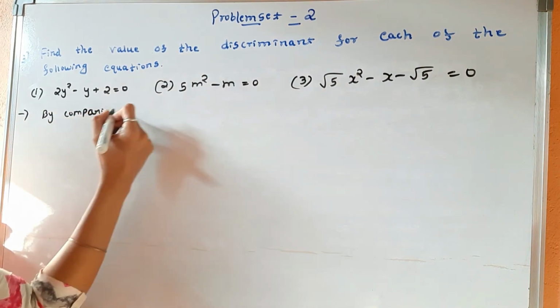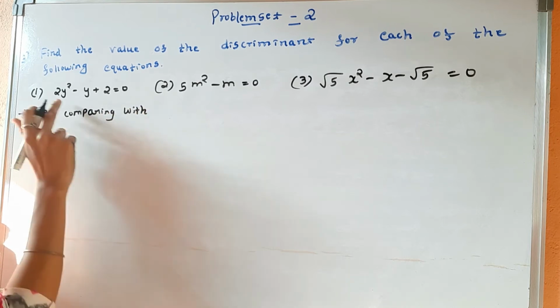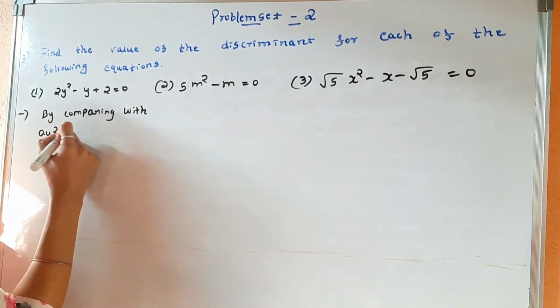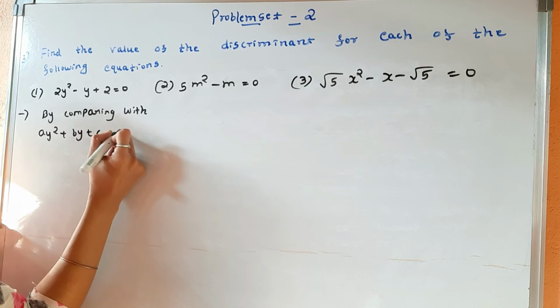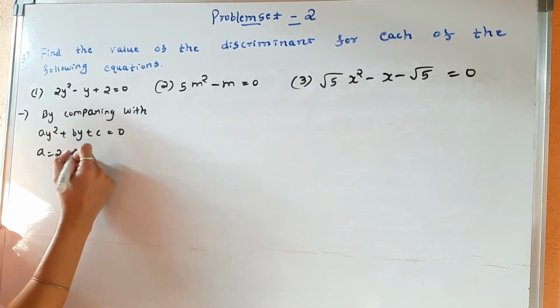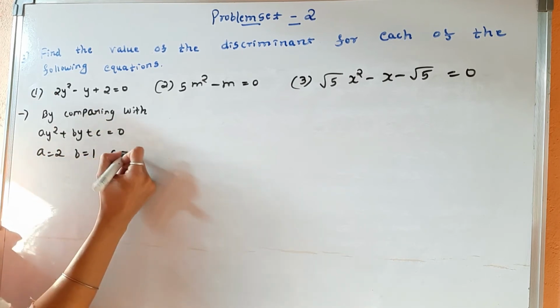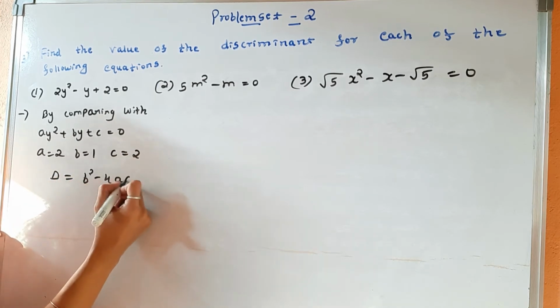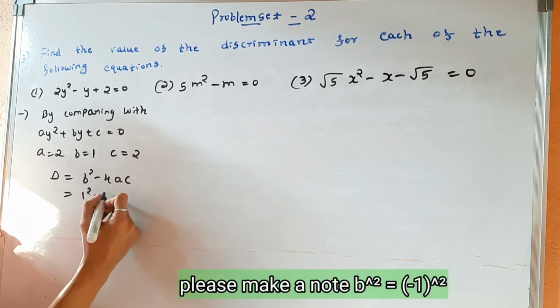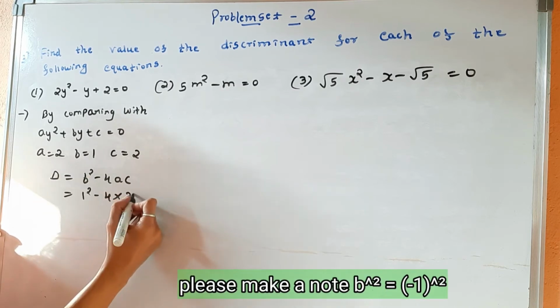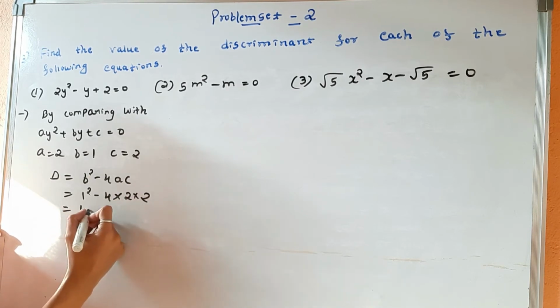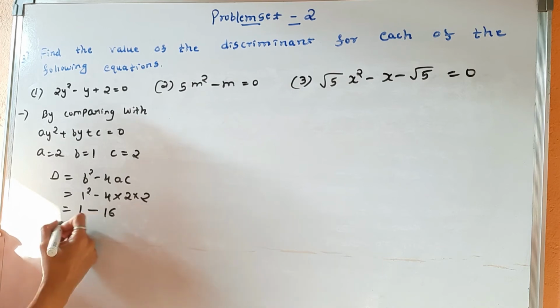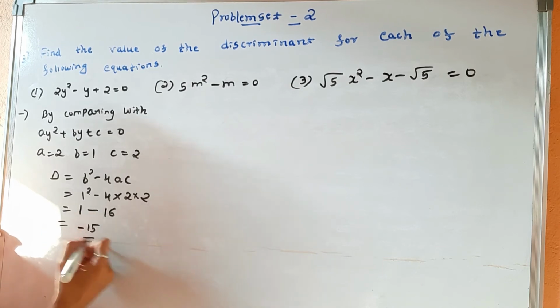See, general form ax² + bx + c is equal to 0, but here the variable is y, so write ay² + by + c is equal to 0. What is our a? 2. What is our b? 1. What is our c? 2. So delta is equal to b² - 4ac. What is b²? 1² - 4, a is 2 and c is 2. So 1 - 4 × 8, 16. 1 - 16 is -15, your answer.